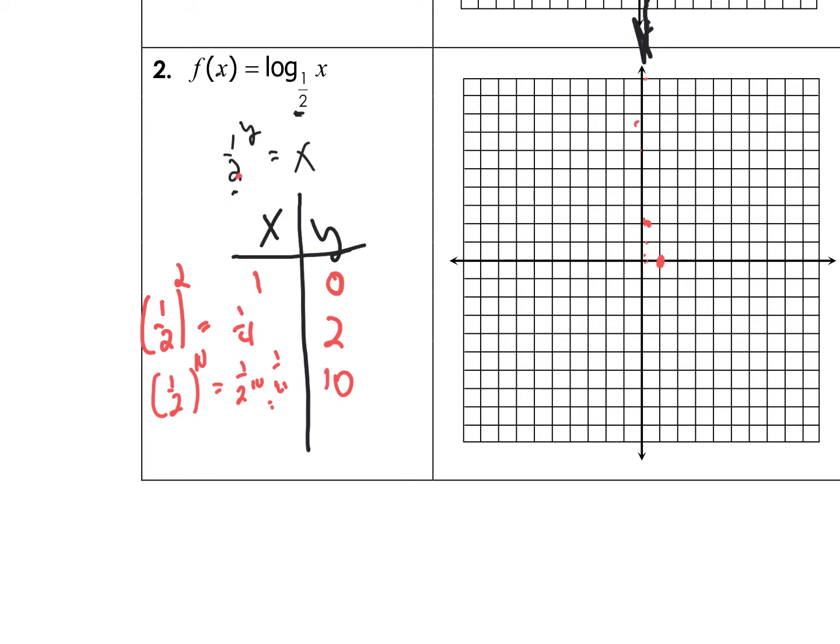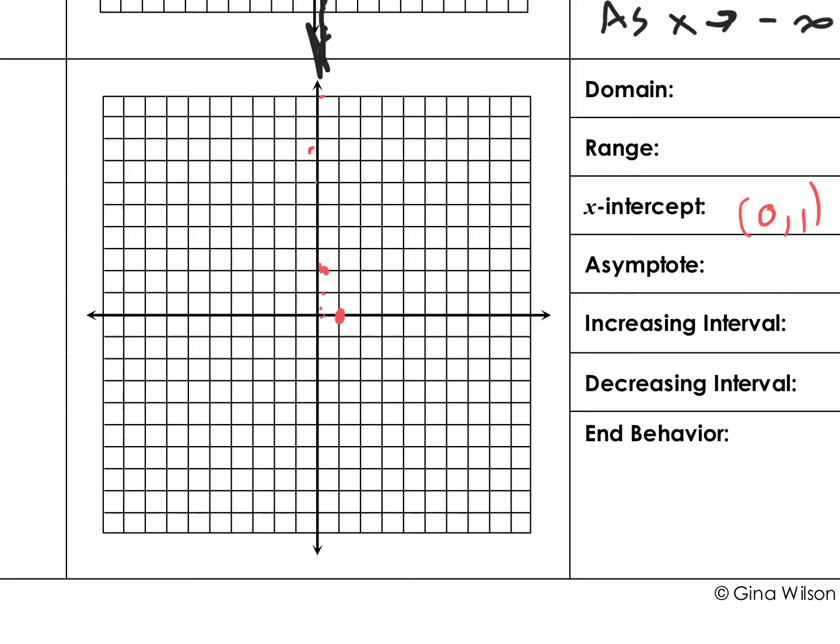So here's my rough graph. You want to go to a calculator and get another point that might work nice and pretty? Feel free.